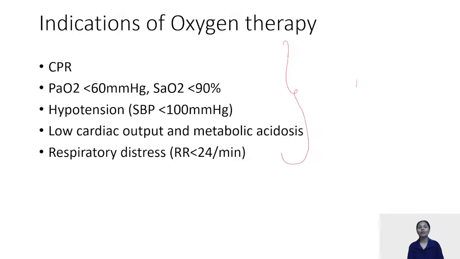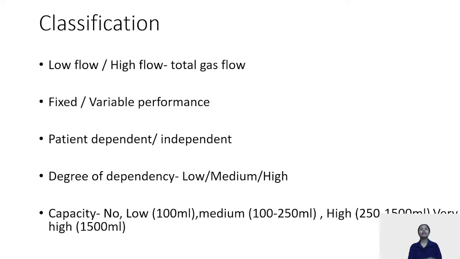Then metabolic acidosis. Metabolic acidosis actually takes place when there is anaerobic metabolism going on in the body. For that, of course, you need oxygen therapy. And lastly, any type of respiratory failure, type 1, 2, 3, 4, will need oxygen therapy as a first line of treatment. Now, these devices can be classified.